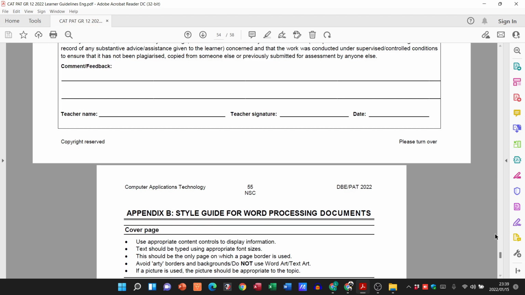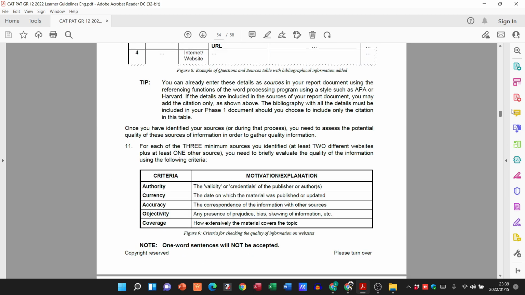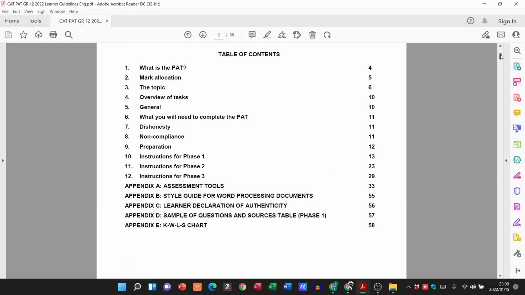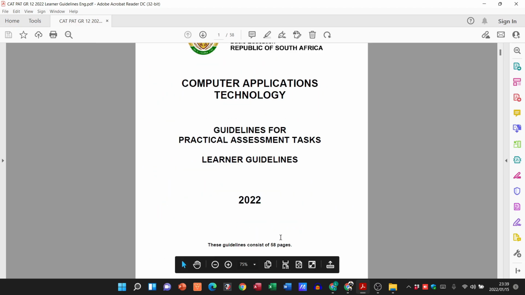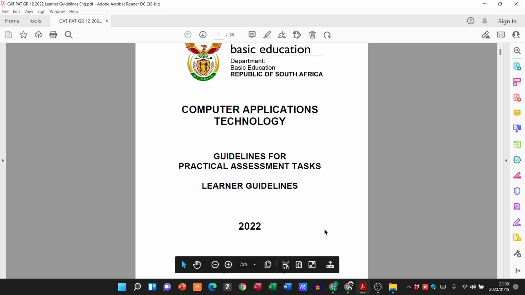Okay, so I think that's all from me. But like I said, this is the first look at the PAT. I will be doing videos through the year as I begin to look at phase 1, 2, and 3 in some more detail.